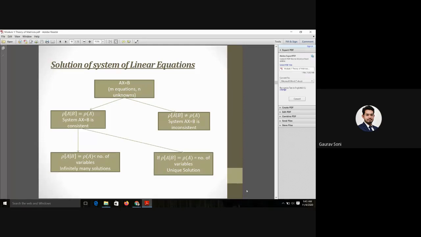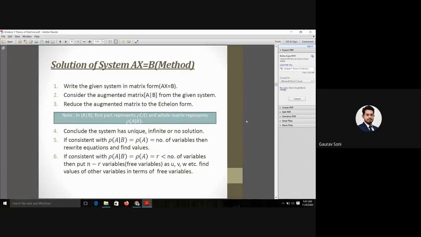Finding out the solution, when it is inconsistent, there is no point. If it has a unique solution, then our simple 12th standard method will work.